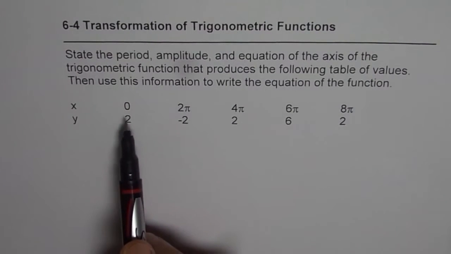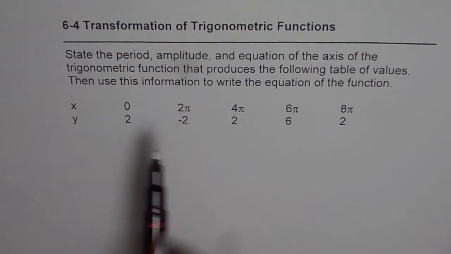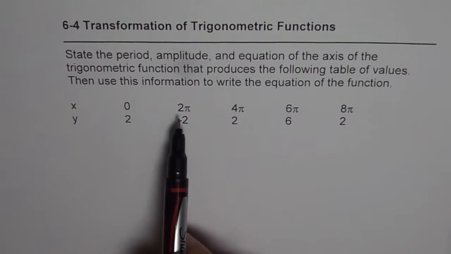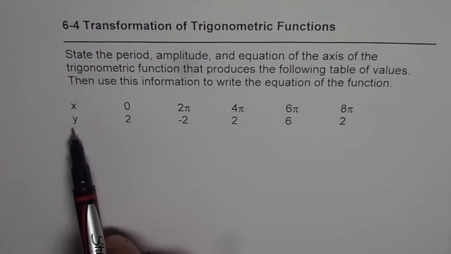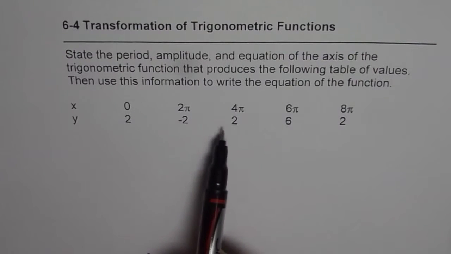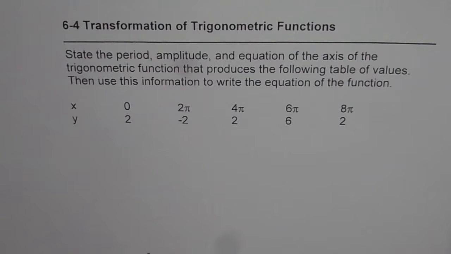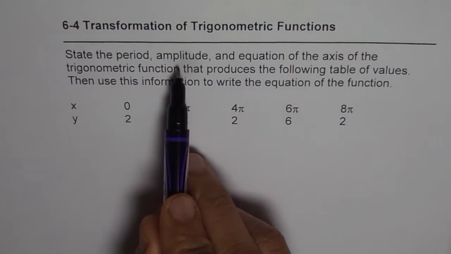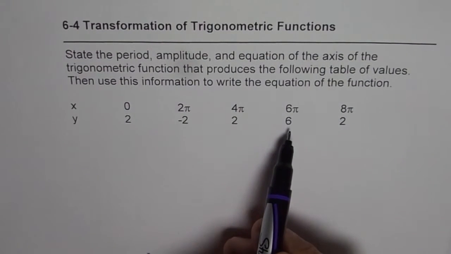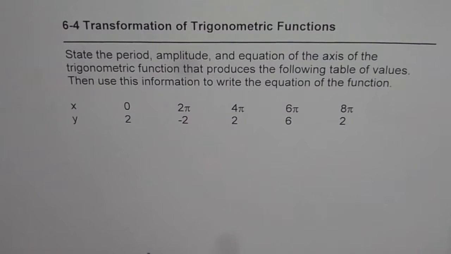So we are given 5 key points here. At x values of 0, 2 pi, 4 pi, 6 pi and 8 pi, the corresponding y values are 2, minus 2, 2, 6 and 2. What we need to find from this data is the period, amplitude, axis and equation of the trigonometric function, right?